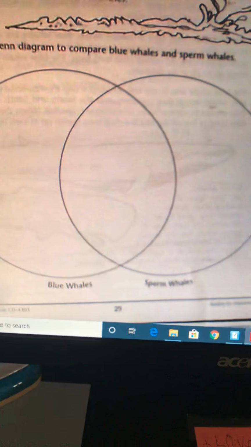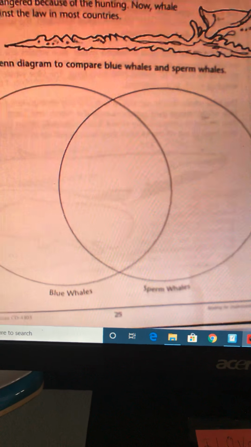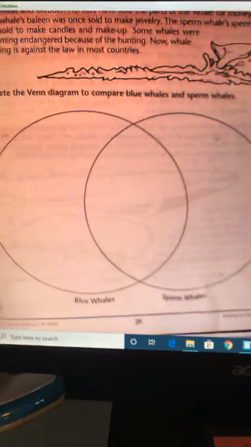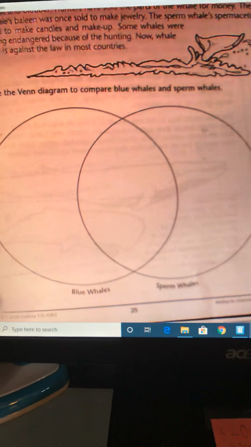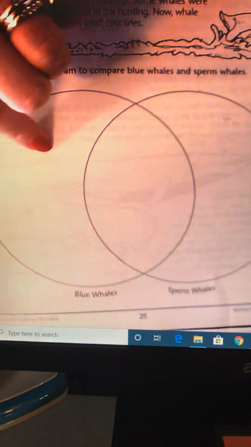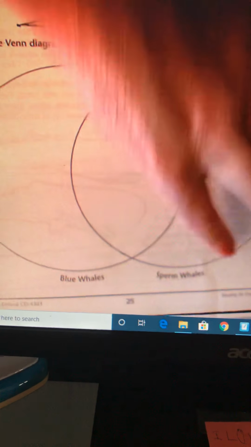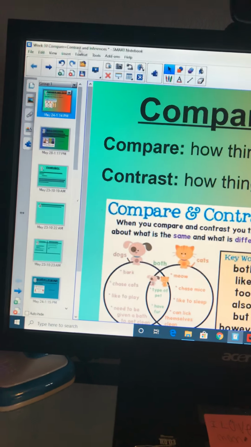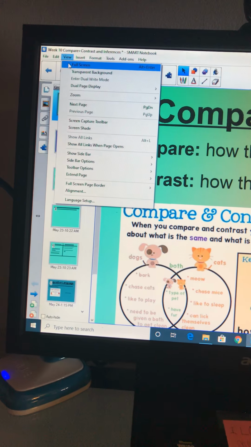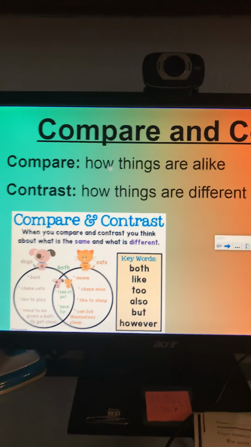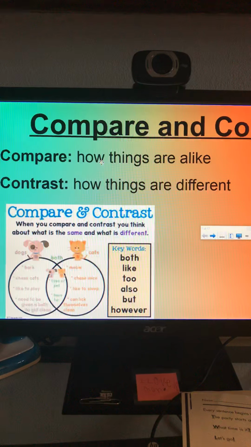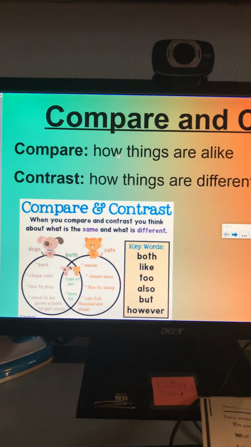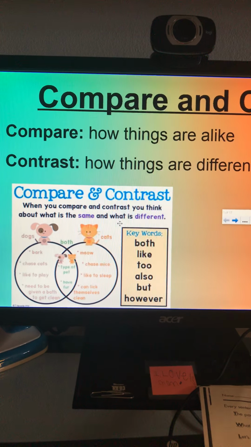You're going to be comparing the 2 different types of whales that the story talks about, blue whales and sperm whales. When we do a Venn diagram, remember, we're looking at what is true about blue whales, what is true about sperm whales, and what is true of both of them goes in the middle. So I'm going to show you a slide on compare and contrast, because that's what you're doing. You're comparing and contrasting those 2 types of whales. When we compare, we look at how things are alike. When we contrast, we look at how they are different.